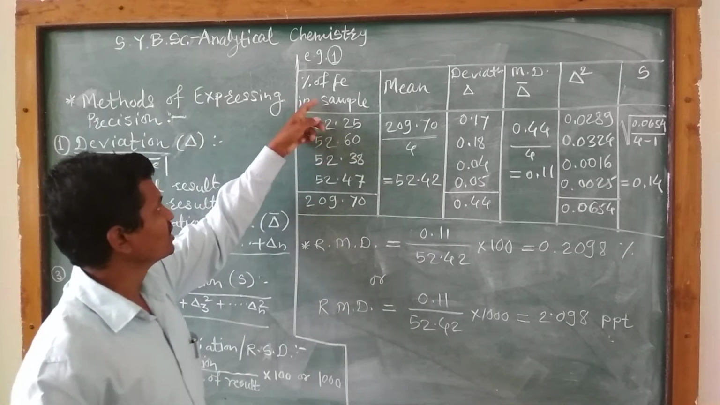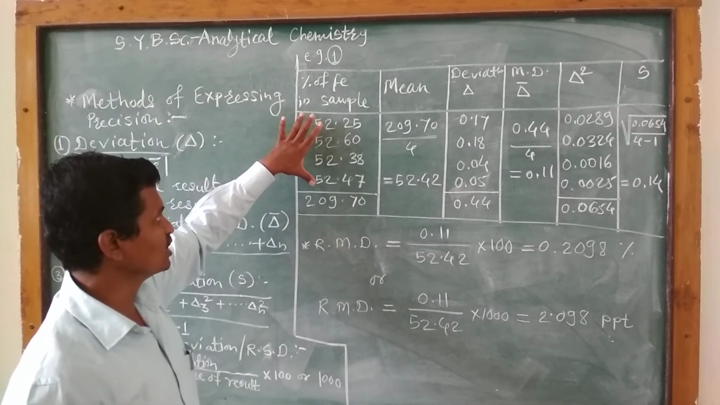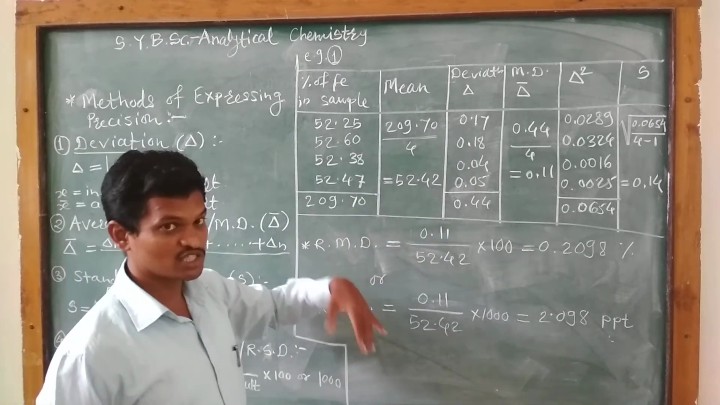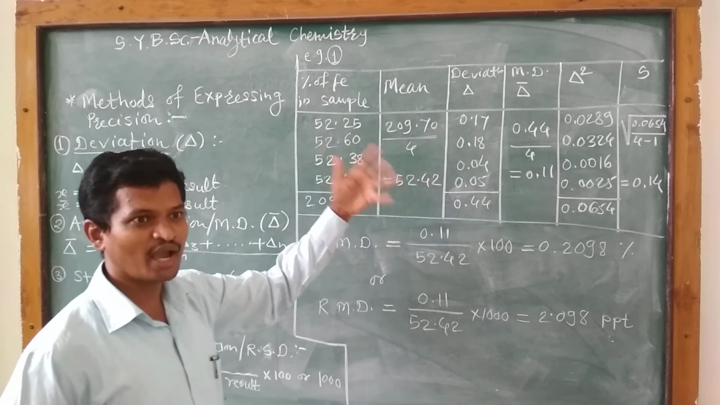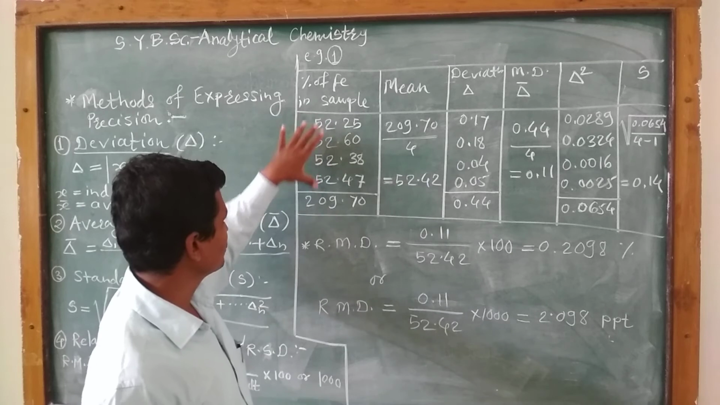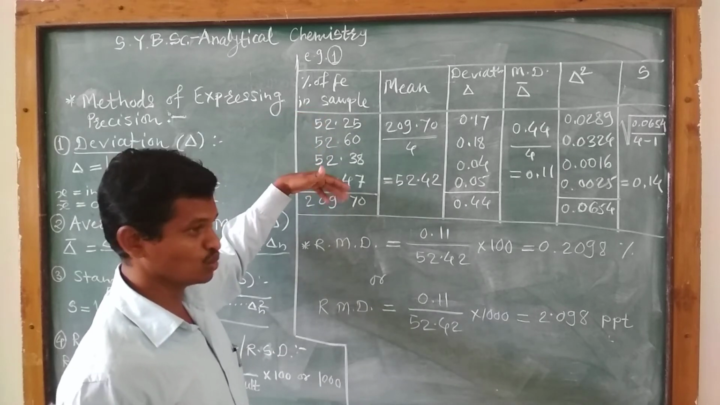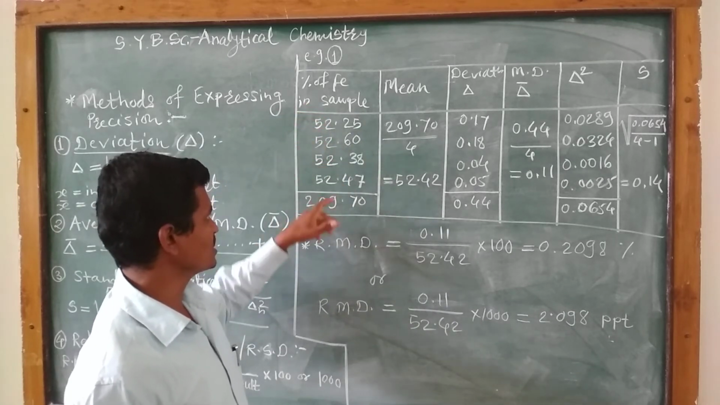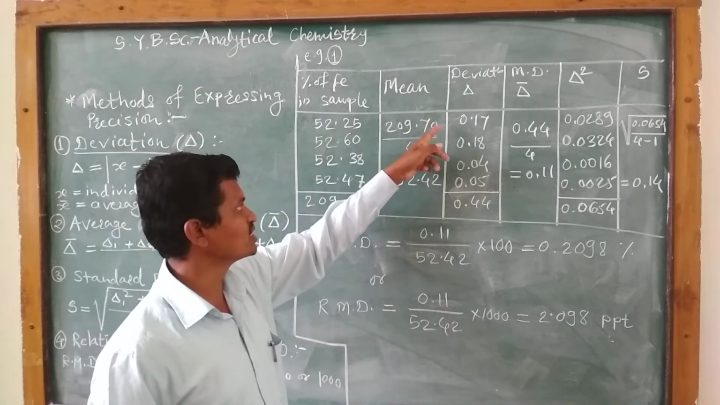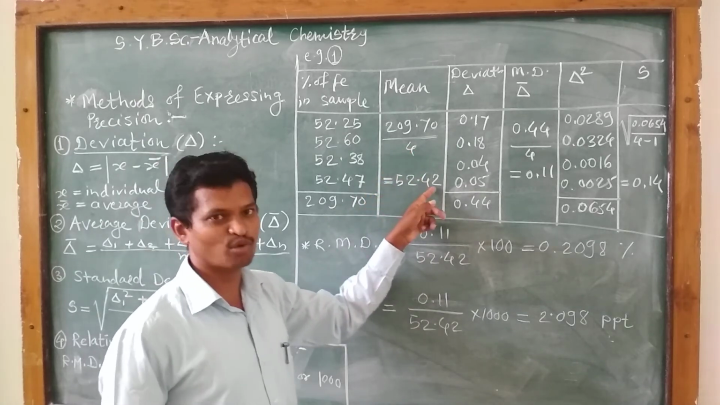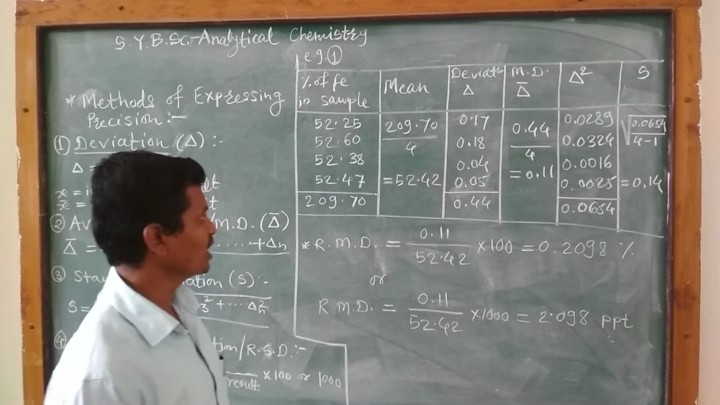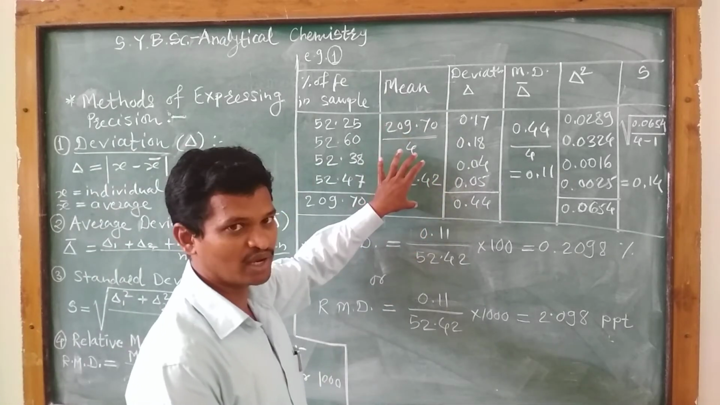These are the individual results. The total of the results is 209.70. So first of all, we calculate the mean or simply average of the given data. I have done the sum of all these 4 observations. It is 209.70 and the number of observations is 4. So 209.70 divided by 4 is equal to 52.42. You can calculate yourself by using a calculator at your home. Very simple. So this is the mean value of the result.